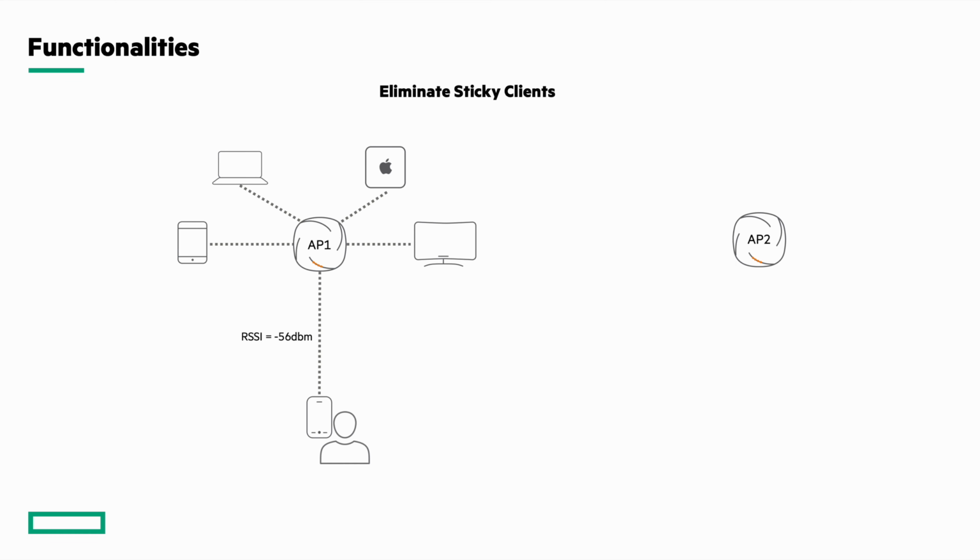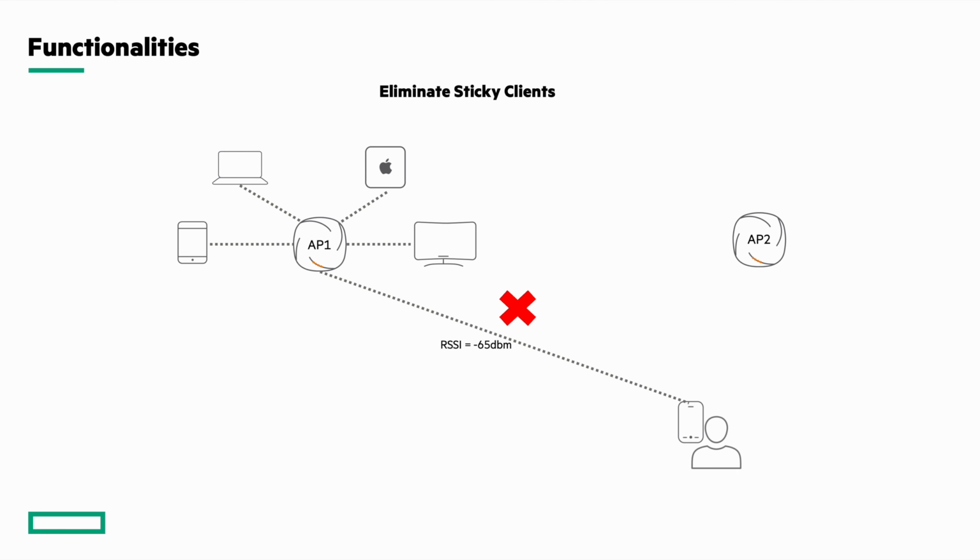Next function is to eliminate sticky clients. This feature comes into play in a scenario such as when a client associates to an AP while within the prime coverage area and then moves away to the edge of the coverage of the radio, but the station does not roam voluntarily. ClientMatch is then aware that there is an AP that would be a better option for the station and is able to tell the client to move to the better candidate.